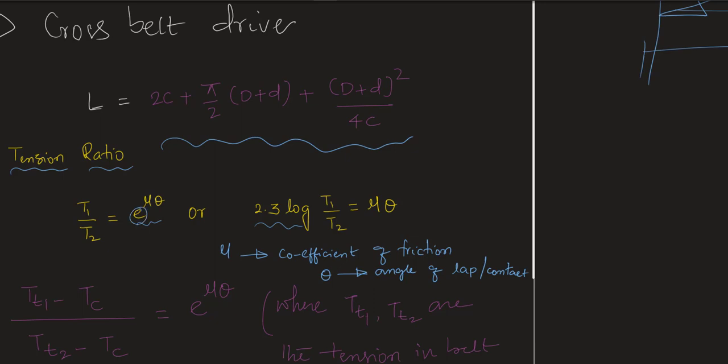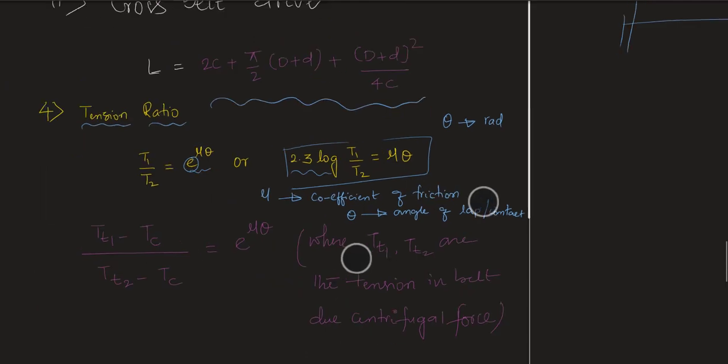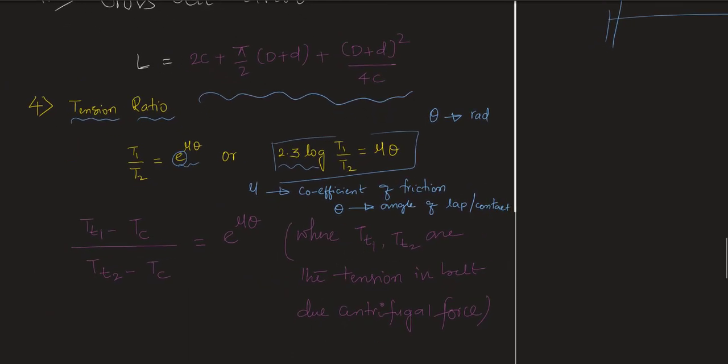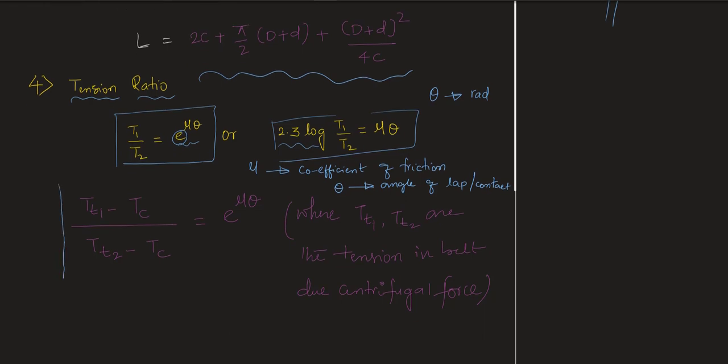There is another simplified formula in which you don't find an exponential: 2.3 log of T1 by T2 equals mu into theta. You can also use this formula, and be careful while using it. Theta should be in terms of radians in this formula. And the formula T1 by T2 equals e to the power of mu theta will change to another formula when you consider centrifugal tension into account.